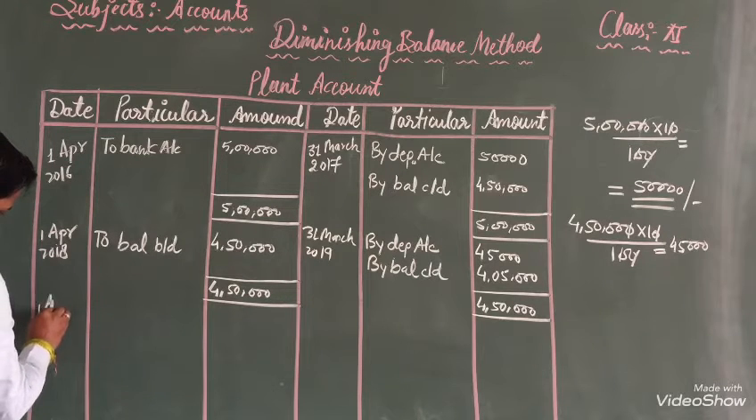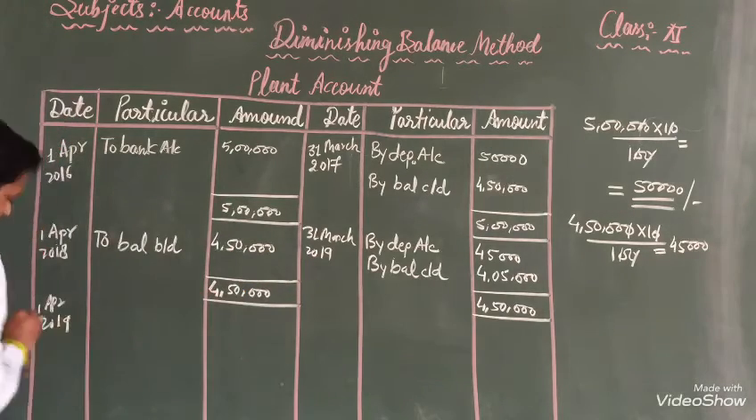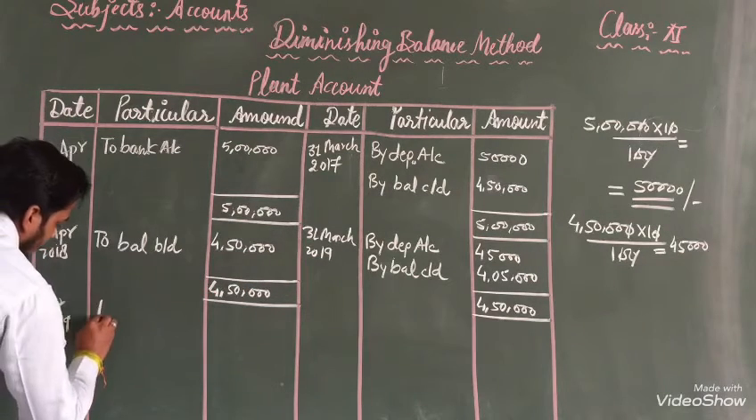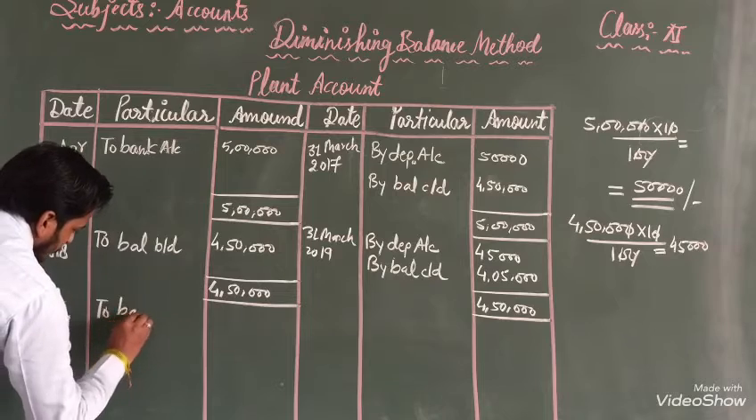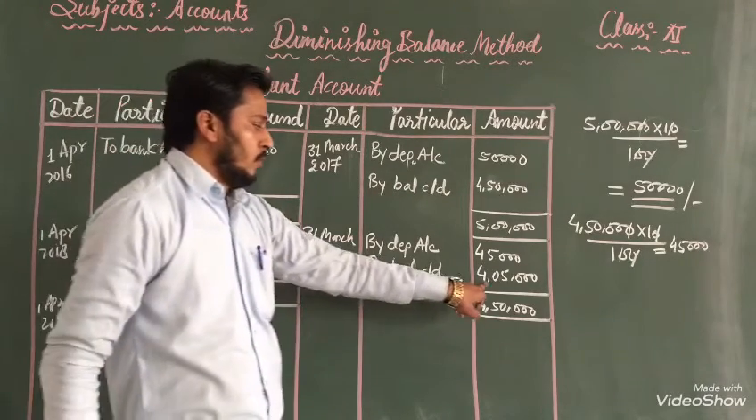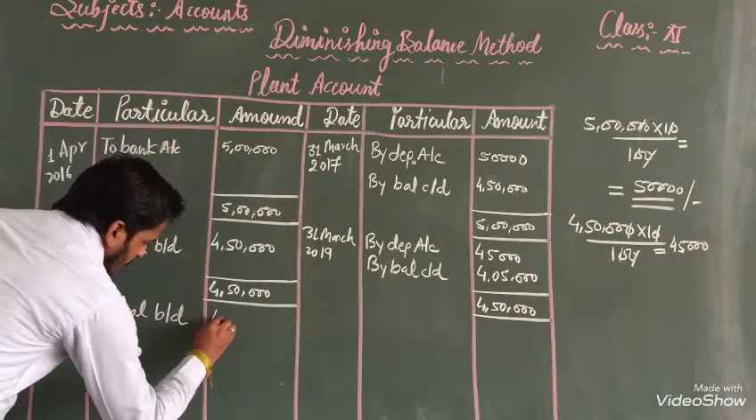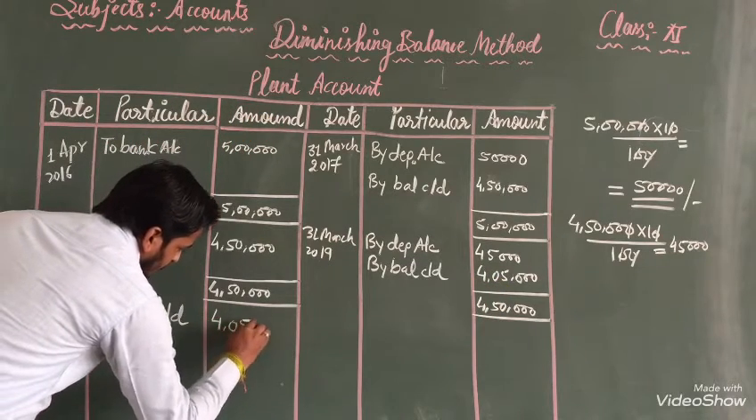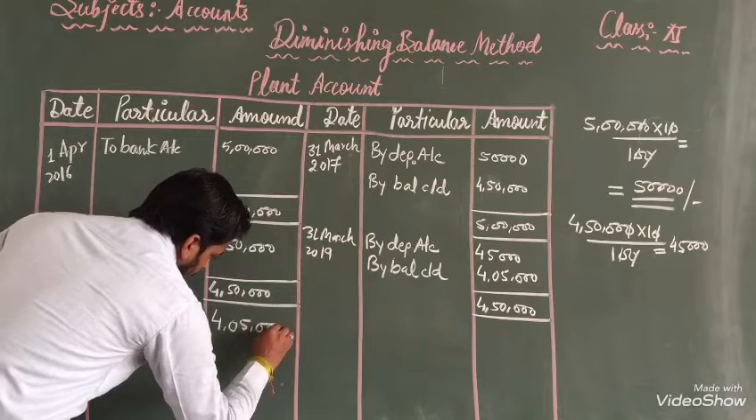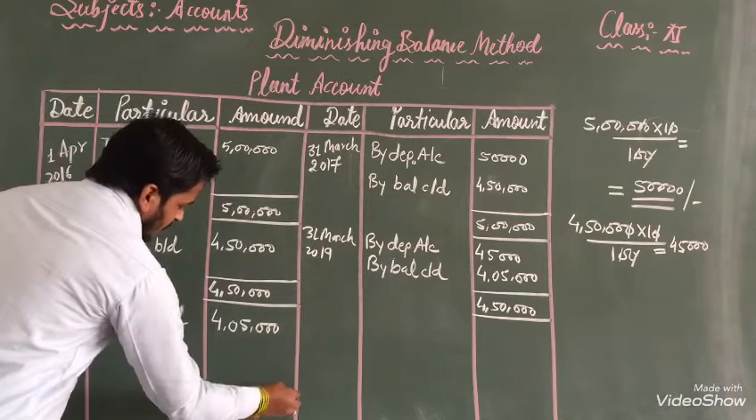Now, next year we are going to sell that machine. On 1st April 2018, balance b/d and the amount is 4,05,000. The same amount we have to write here.